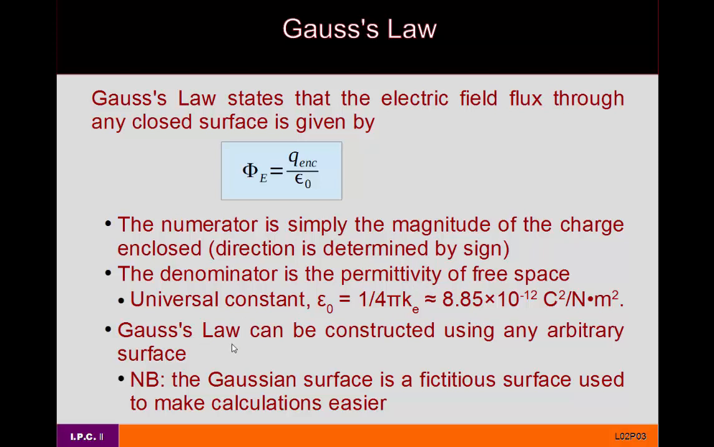And Gauss's law works nicely because it can be constructed using any arbitrary surface, provided that that surface is in fact a closed surface. It's worth noting here that the Gaussian surface itself is actually a fictitious surface. It's something we use to make the calculation easier for ourselves. It is not a surface that necessarily exists somewhere in space. It's sort of like a hypothetical construct, hence a fictitious surface. And we often call these surfaces a Gaussian surface or Gaussian surfaces.